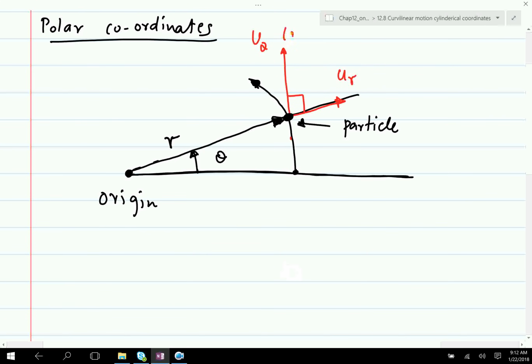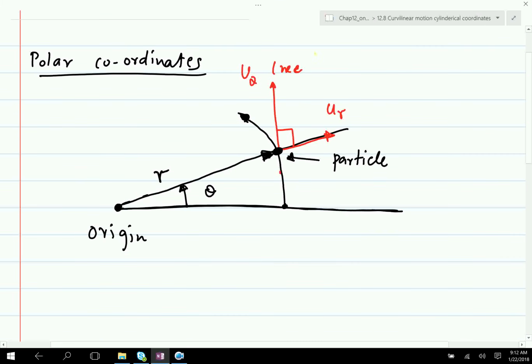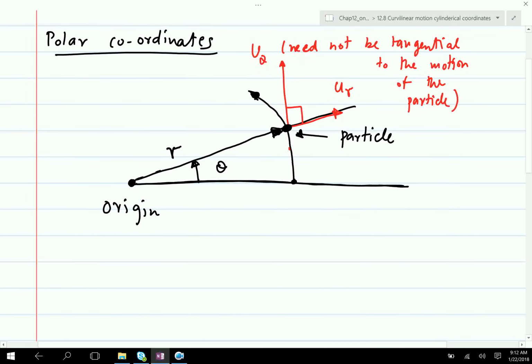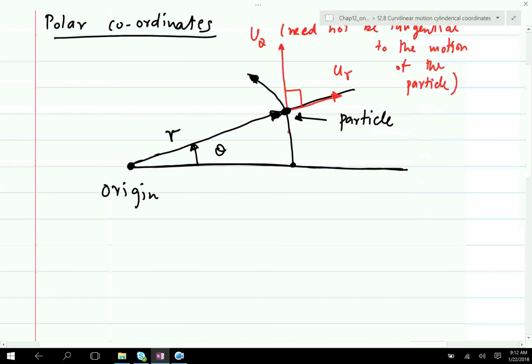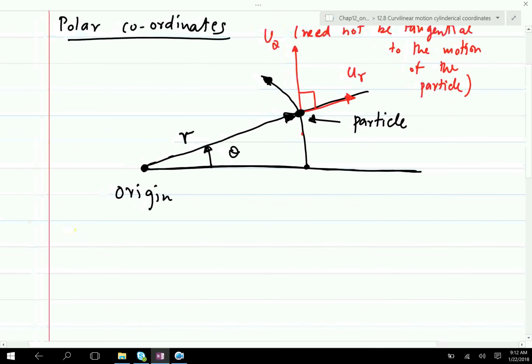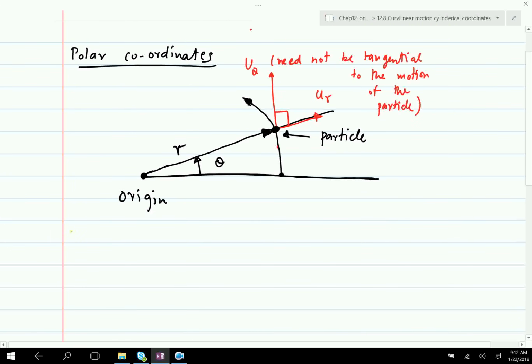So this need not be tangential to the motion of the particle. It's along the direction where theta is increasing. Okay, so let's now try to write position, velocity, acceleration in this frame.